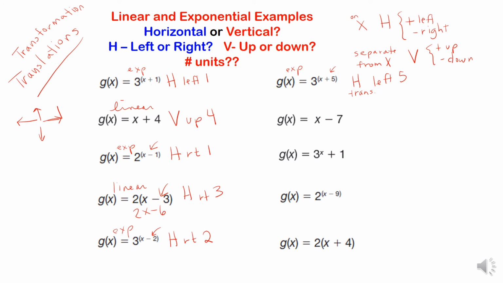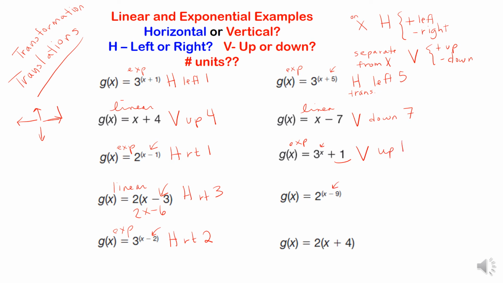Okay, so this one is not in with the x. We don't have parentheses, so right away I know it's vertical. Minus is down, so down 7, and this is linear. Okay, this is exponential. I know that because the x is the exponent, but because this is separate, I know it's a vertical, up 1.